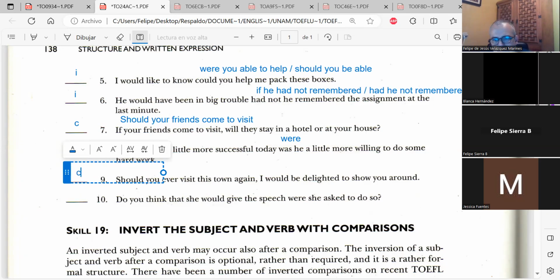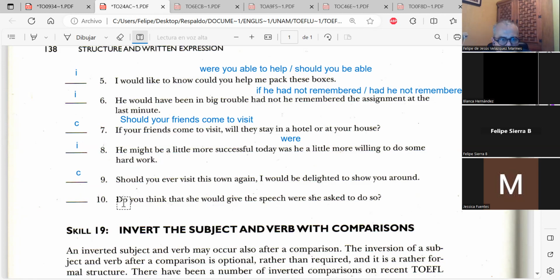Do you think that she will give the speech were she asked to do so? You were very lucky. Me? Yes, because all your sentences were correct. Well, except for one. Yes, except for the other one. Yes, this one is correct.